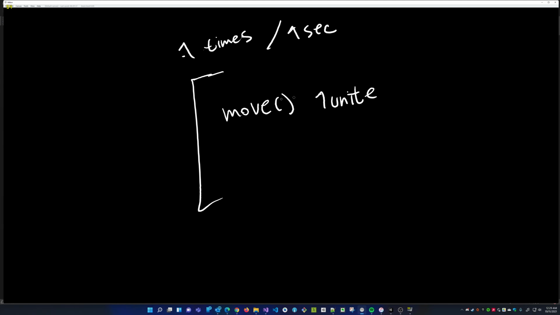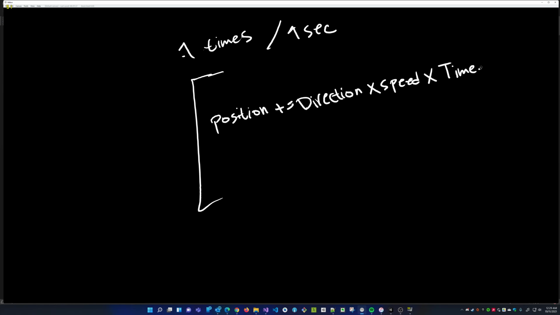Okay, so here's the thing. Usually our move code looks something like this: position plus equal direction multiplied by a certain speed, multiplied by Time.deltaTime, or just delta time. Okay, if I forget multiplying by delta time, let's assume this does not exist, what happens is the same thing.